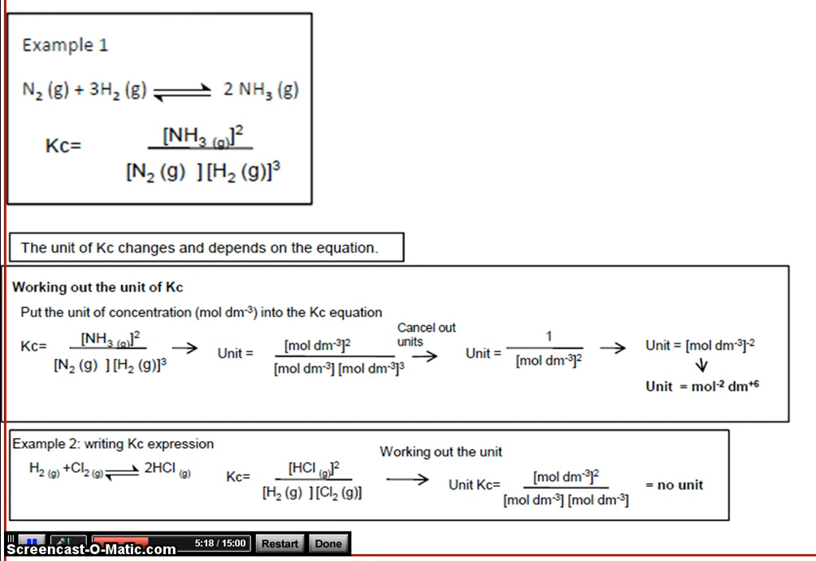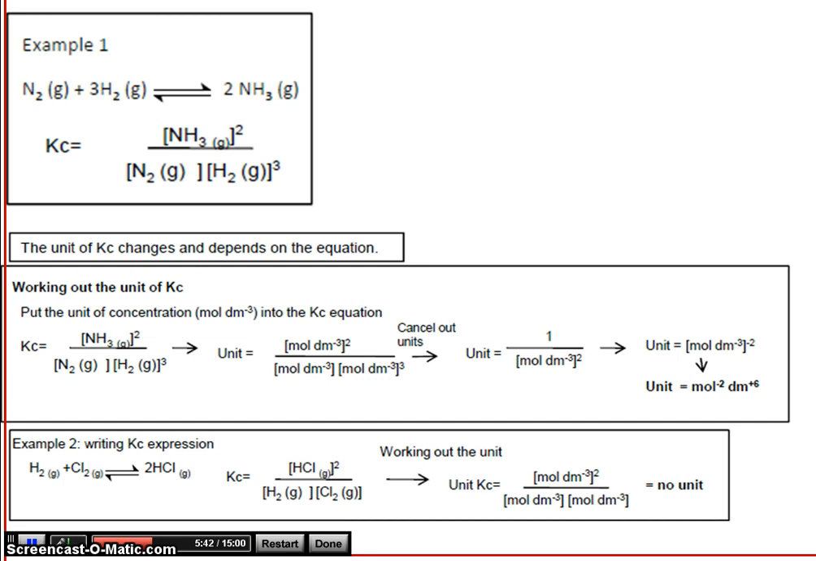Alright, our second example is a lot simpler, because for that reaction, H2 plus Cl2 gives 2HCl, the Kc expression is [HCl] raised to the power of 2, because you've got 2 HCl's in the equation, divided by the H2 concentration times the chlorine concentration. So in that case, you've got 2 concentrations on the top and you've got 2 on the bottom.